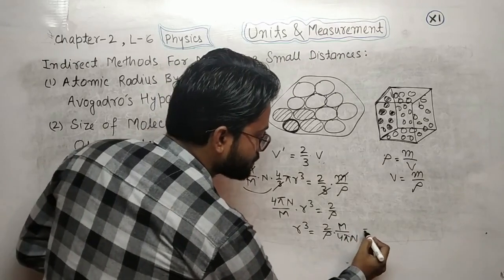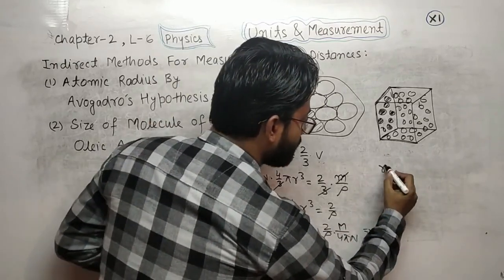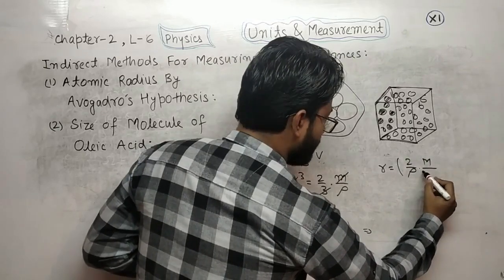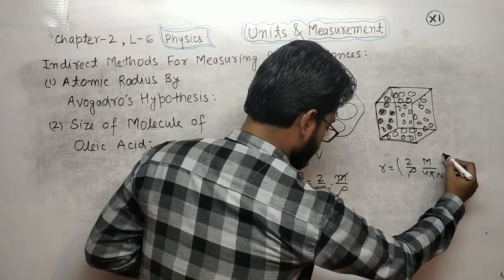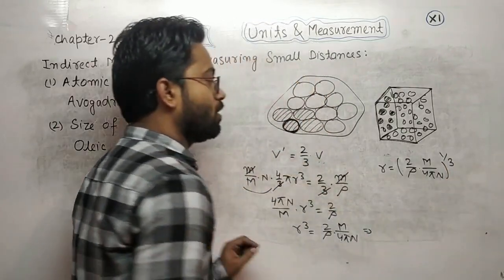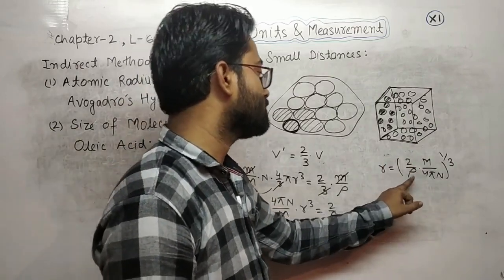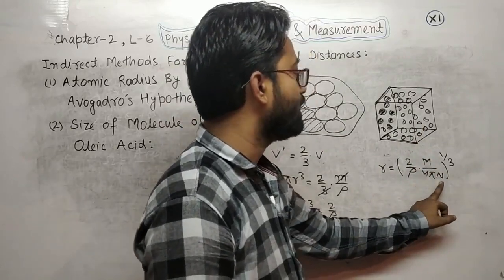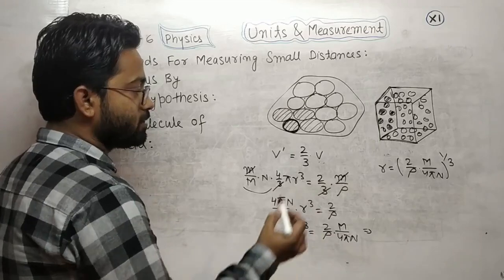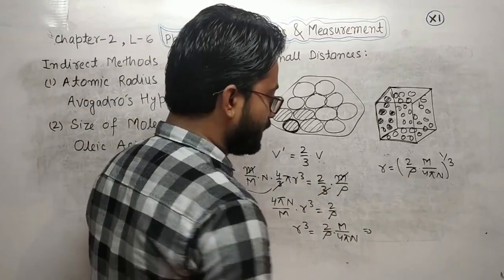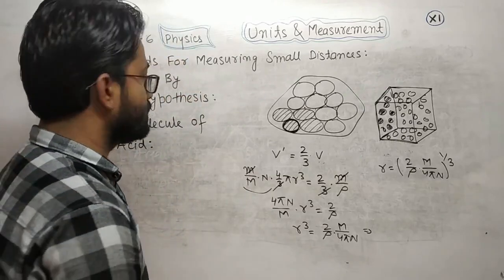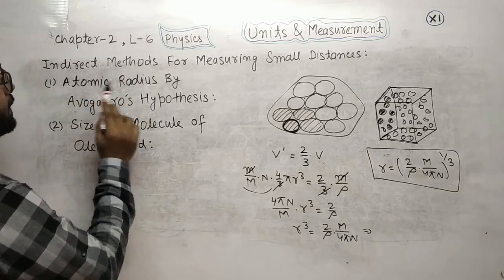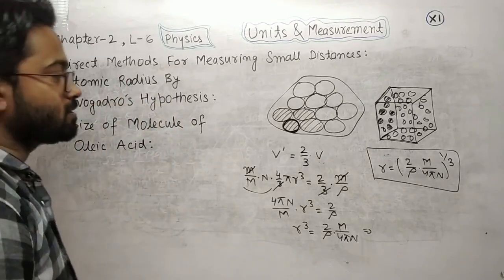If you see again, r will be equal to the cube root of 2 by rho times M by 4 pi N, that is (2M/(4 pi N rho)) to the power 1/3, where rho is the density of the substance, M is the molecular mass, and N is the Avogadro number, equal to 6.022 into 10 to the power 23. This is the method to calculate the radius of an atom by Avogadro's hypothesis.